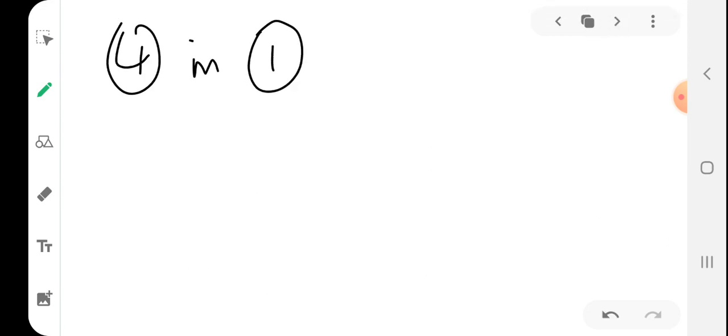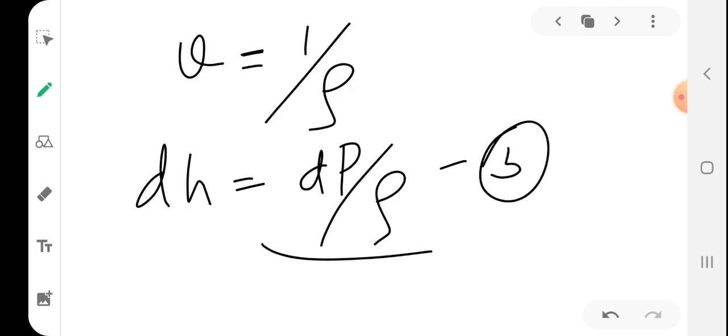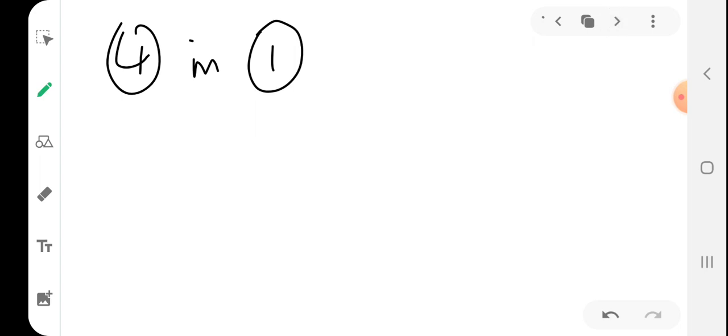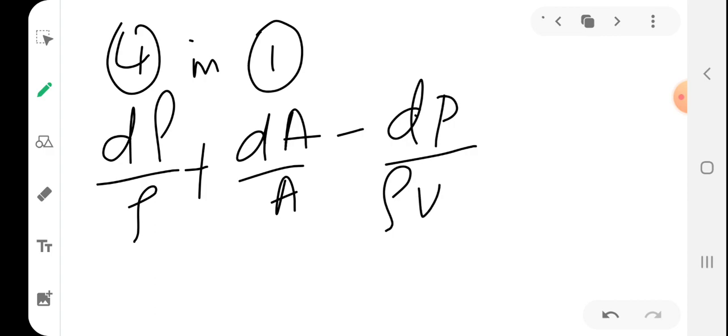Now I am substituting 4 in 1. What was our first equation? The first equation is d rho by rho plus dA by A plus dV by V equal to 0. I am substituting for dV the value minus dp by rho V. So the equation becomes d rho by rho plus dA by A minus dp by rho V, and one more V is there, so rho V square, equal to 0.